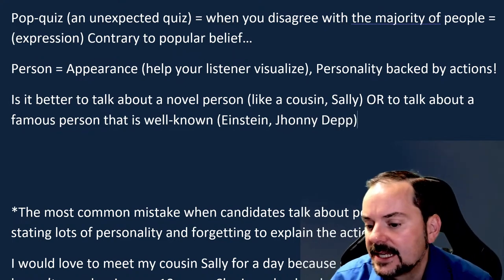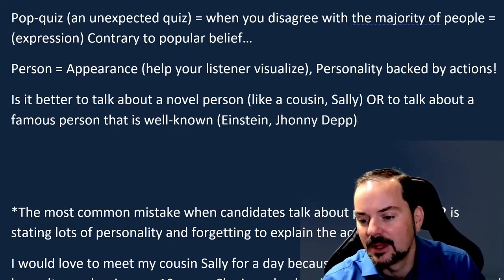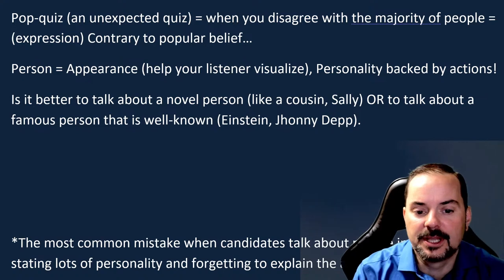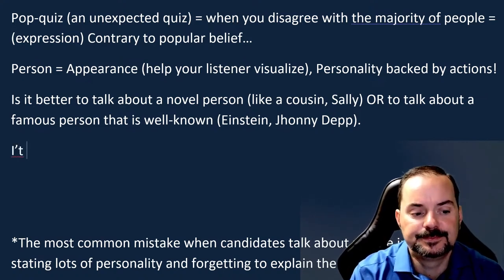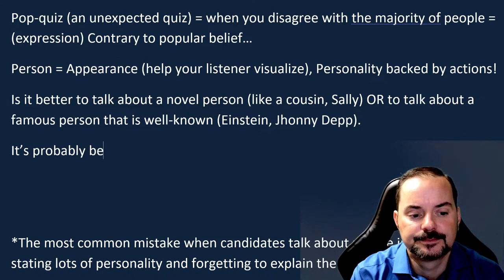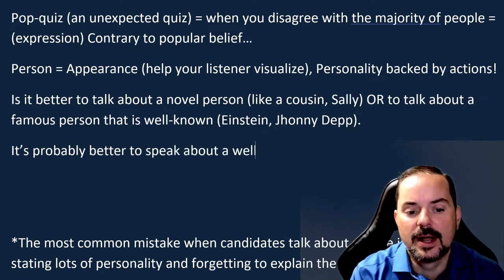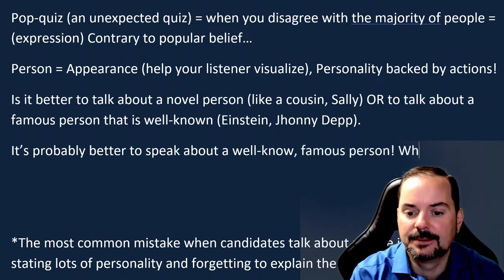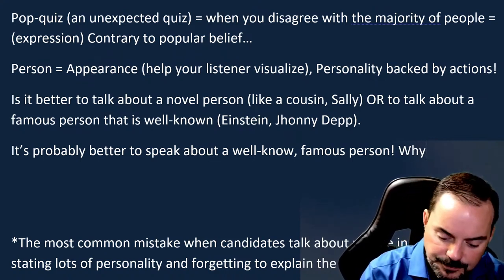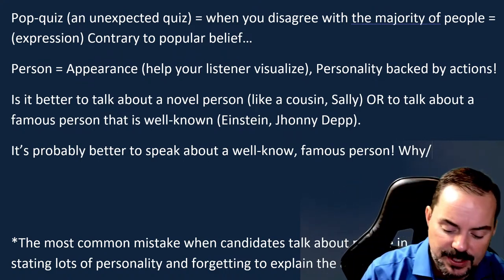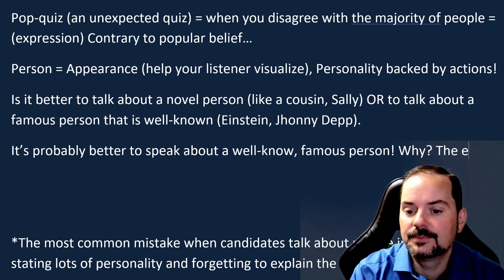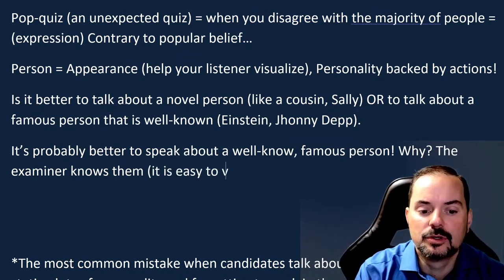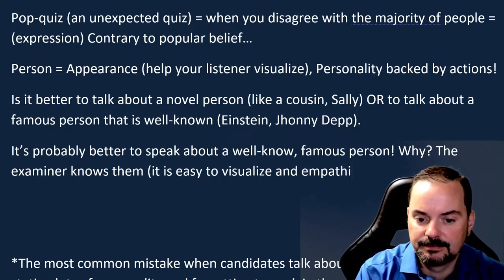Fuang says, I think cousin Sally is better. Maya says Sally is better. Romelia says the latter. I agree with Romelia. It's probably better to speak about a well-known, famous person. Why? Romelia says the examiner knows them. Exactly. The examiner knows them. It is easy to visualize and empathize.